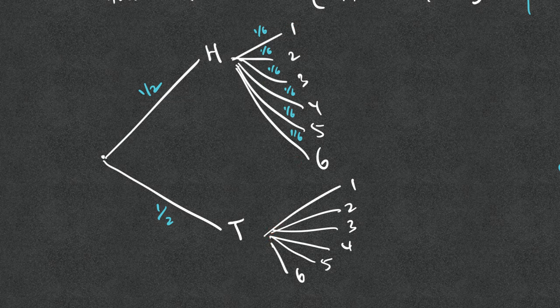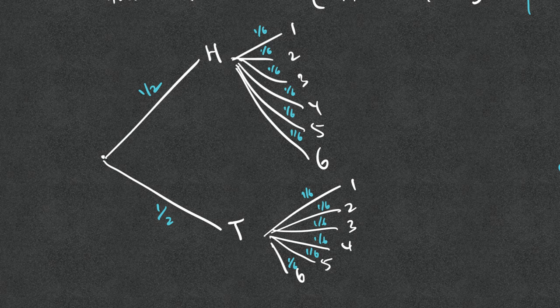Similarly, for the 6 branches coming out from the same point tail, the total of the corresponding probabilities need to add up equal to 1. This means this is 1/6, 1/6, 1/6, 1/6, 1/6, 1/6.